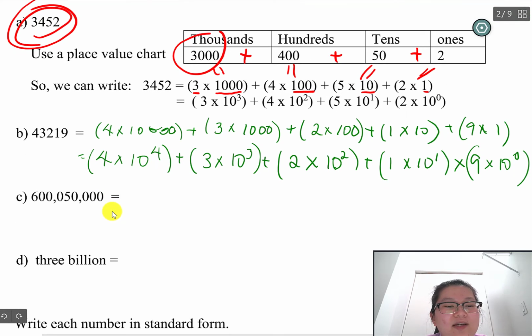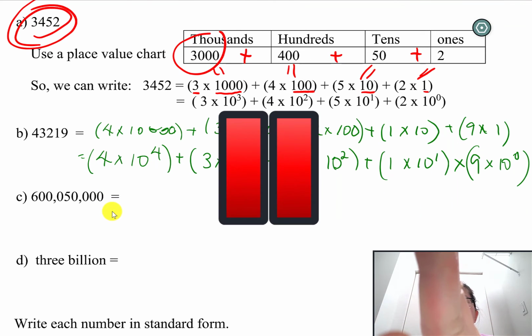Why don't you try C and D? Good time to pause the video.